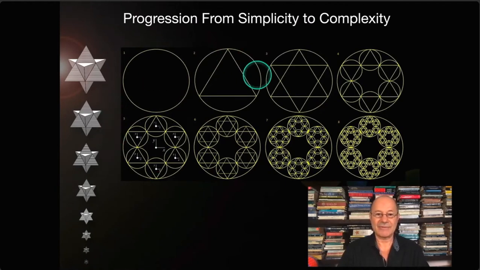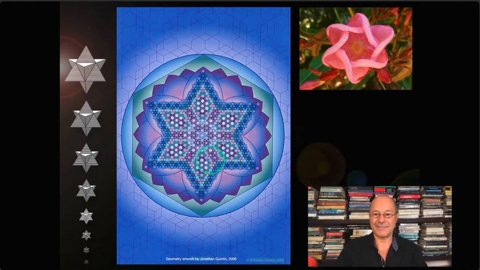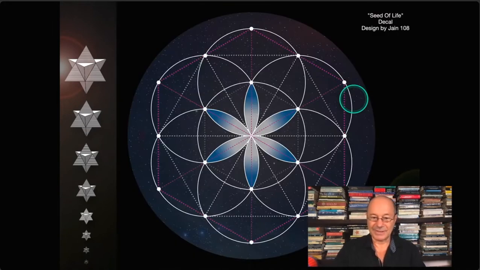So I've put all this together in one diagram: the circle, triangle, Star of David, to these complicated patterns. So we're moving from simplicity to complexity. And it's nice to see that the six-pointed star is a flower pattern. So this is part of the mathematics of nature.